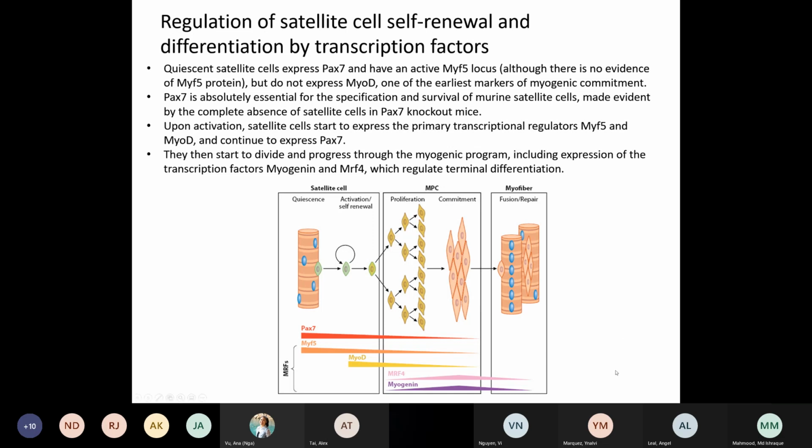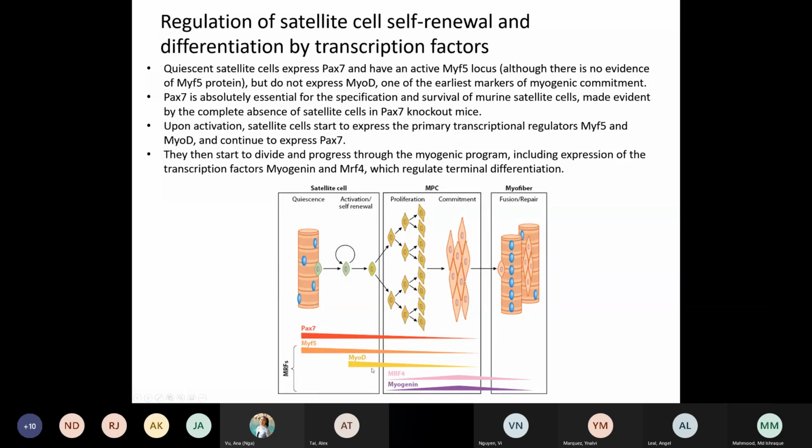Here, later on, people did careful work. They know when exactly MyoD will be expressed. It is when the quiescent satellite cells get activated and they almost completed self-renewal.